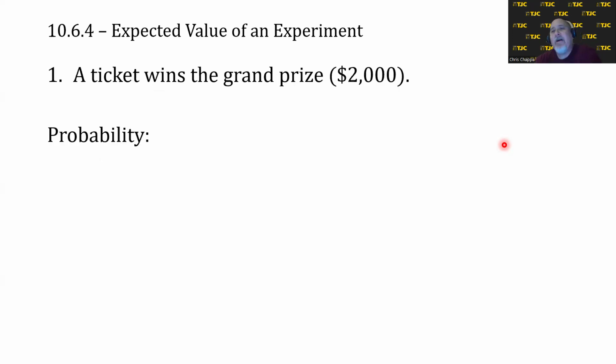So for each of the outcomes, we're going to find its probability and its value. Let's start with a ticket wins the grand prize. Now, what is the probability that you get the grand prize winning ticket? Well, that's easy. There's one ticket that wins, but there's 1,000 tickets that are sold. So the probability that a ticket wins is 1 out of 1,000.